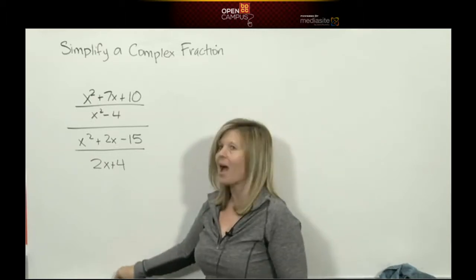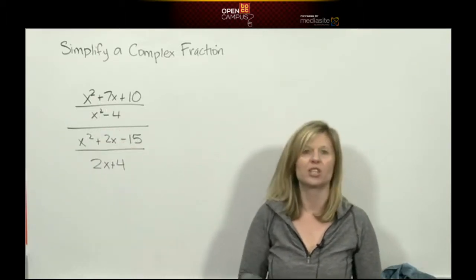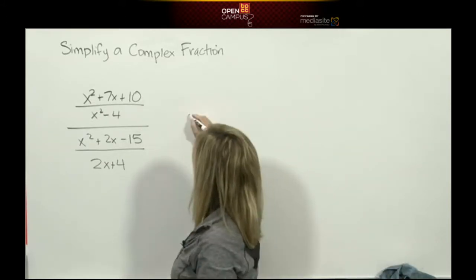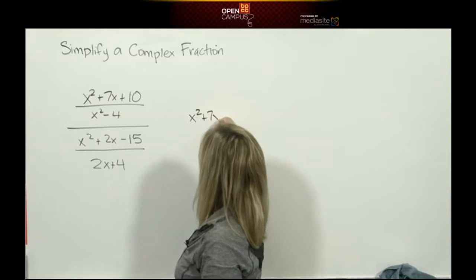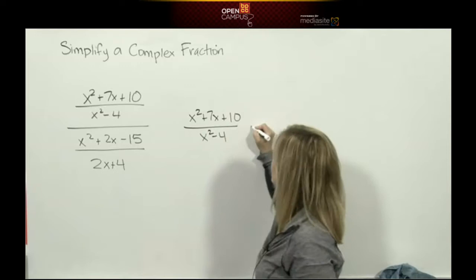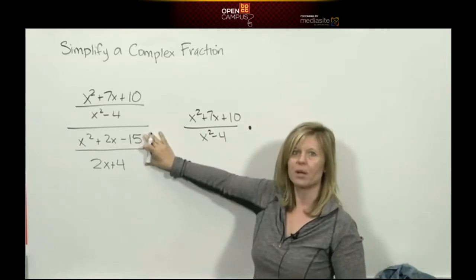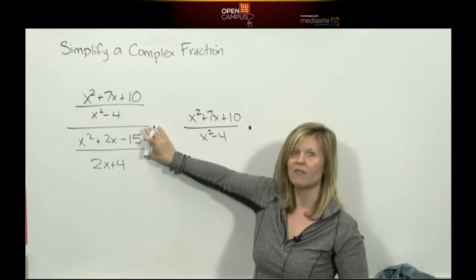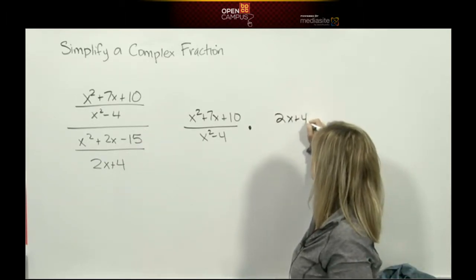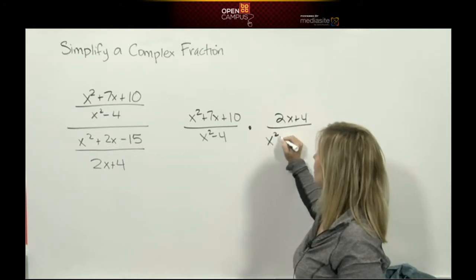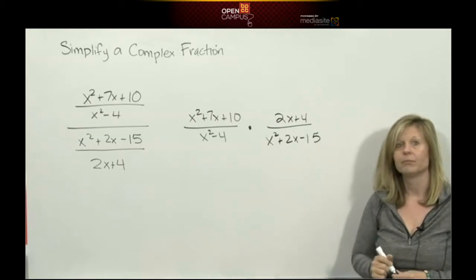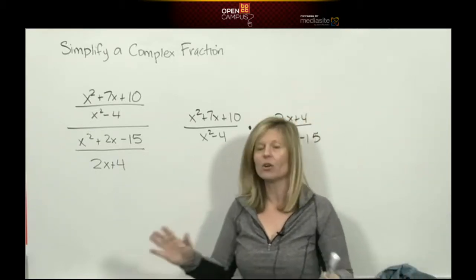So we know automatically to simplify this expression, we're going to have to rewrite it as multiplication. The first fraction we leave the same, x squared plus 7x plus 10 over x squared minus 4. Now I'm going to multiply by the reciprocal, the multiplicative inverse of the bottom fraction. So the 2x plus 4 will go in the numerator, and the x squared plus 2x minus 15 will go in the denominator. So that's all we're doing. Nothing more difficult than that.